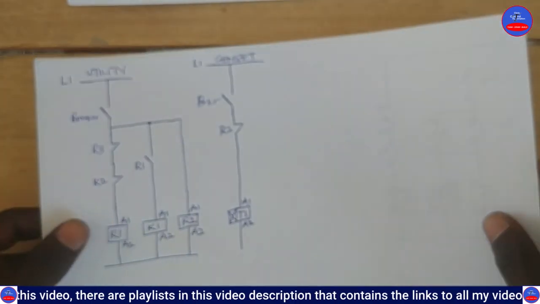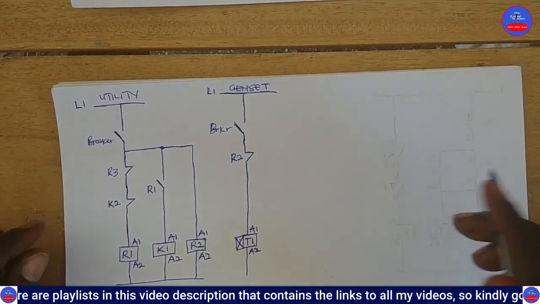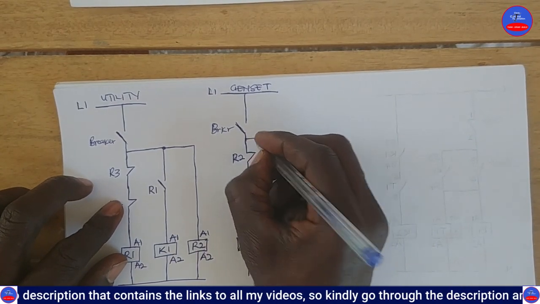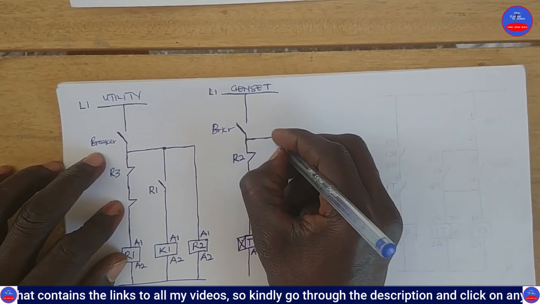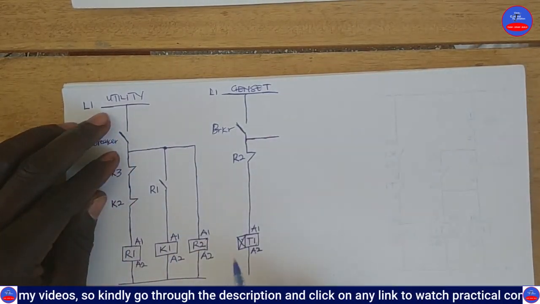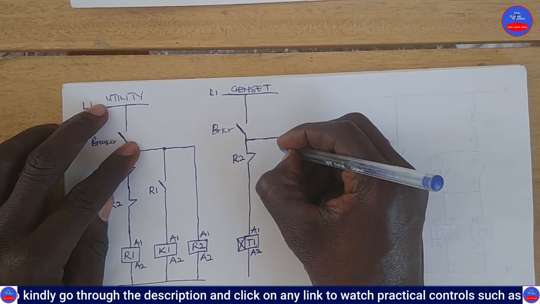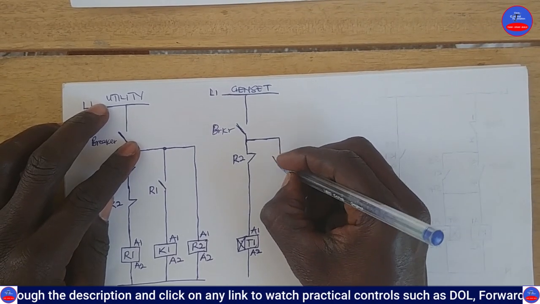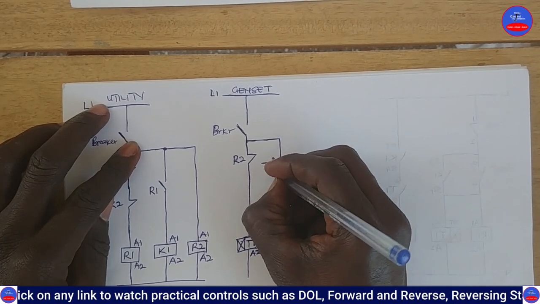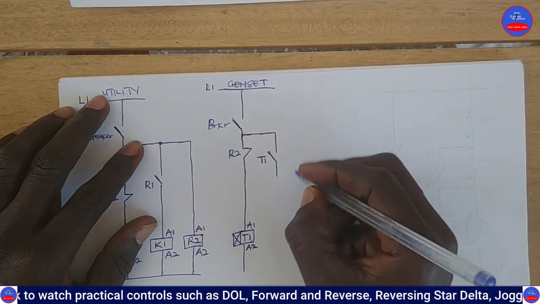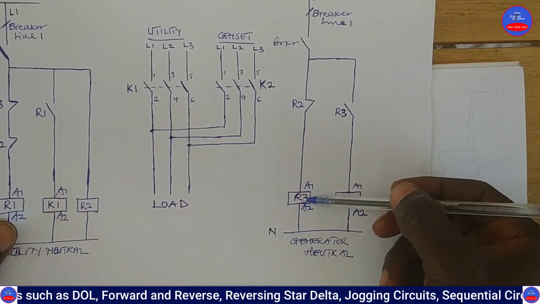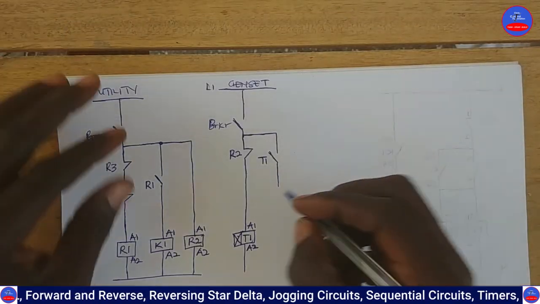Now here we tap from the same place, this breaker down here. Then it will go to this timer normally open contact. So this is T1. And then it will go to R3. This is R3.